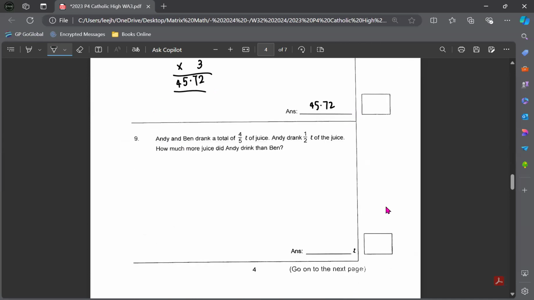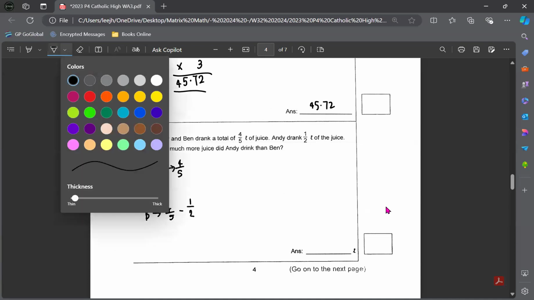Question 9. Andy and Ben drank a total of 4/5 liter of juice. Andy drank half liter of the juice. So how much more juice did Andy drink than Ben? Okay, so you know that the total they drank is 4/5 liter. But Andy only drank half. So Andy, half. Which means Ben will drink a certain fraction. So we take the total of 4/5 minus half. So you know that the denominators are different, right?